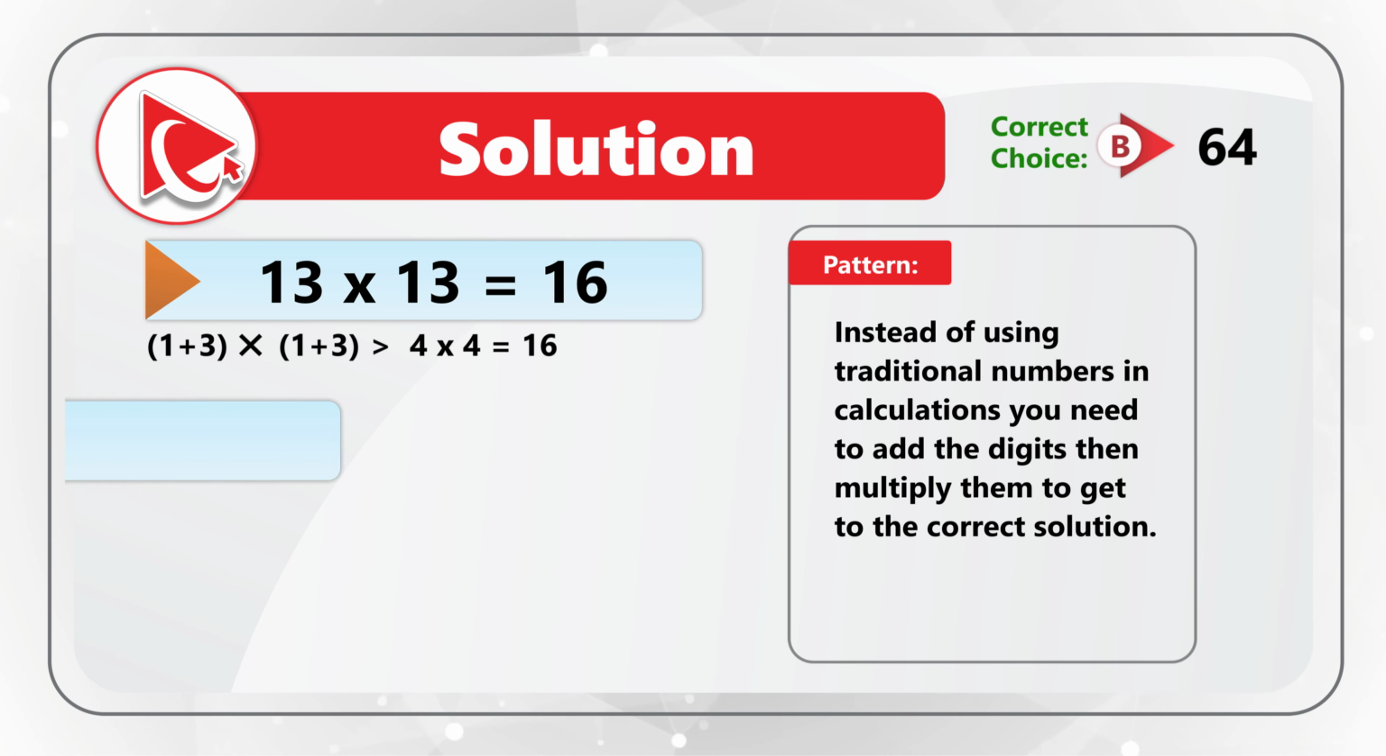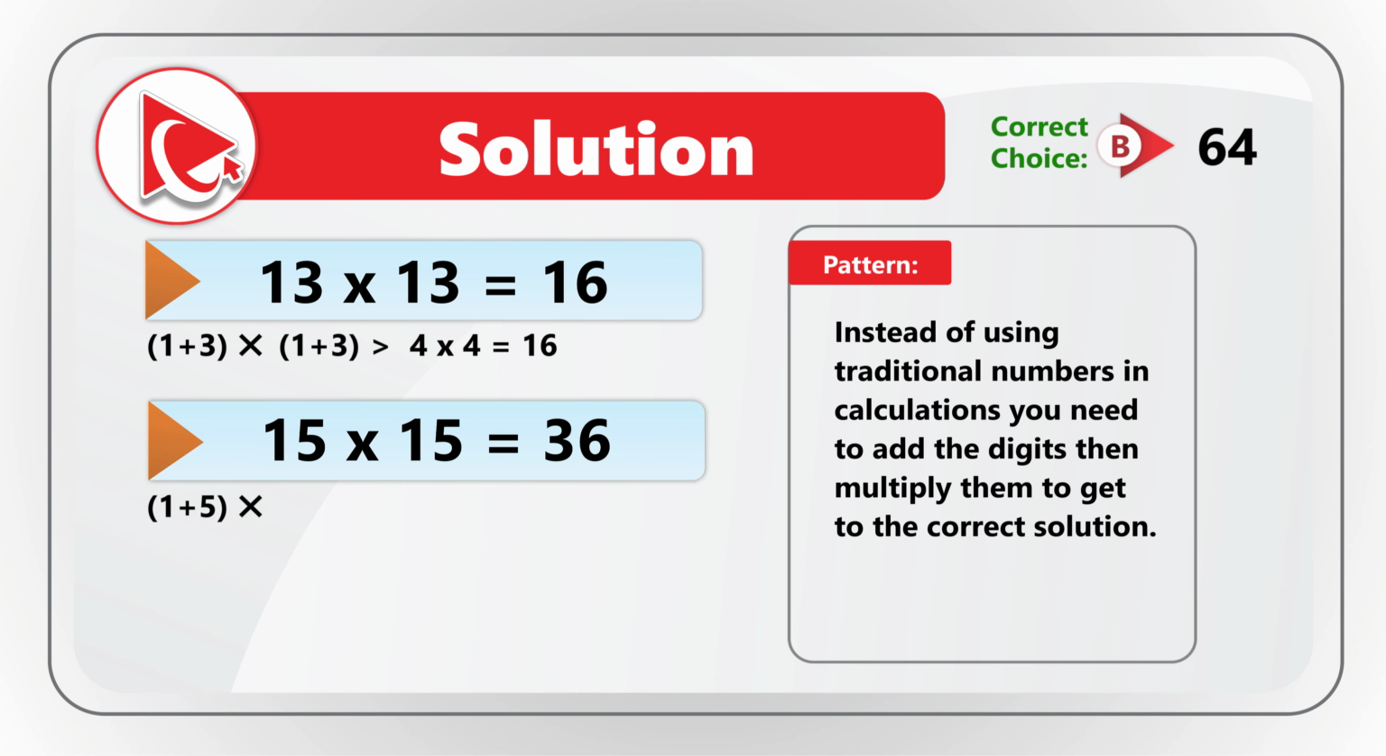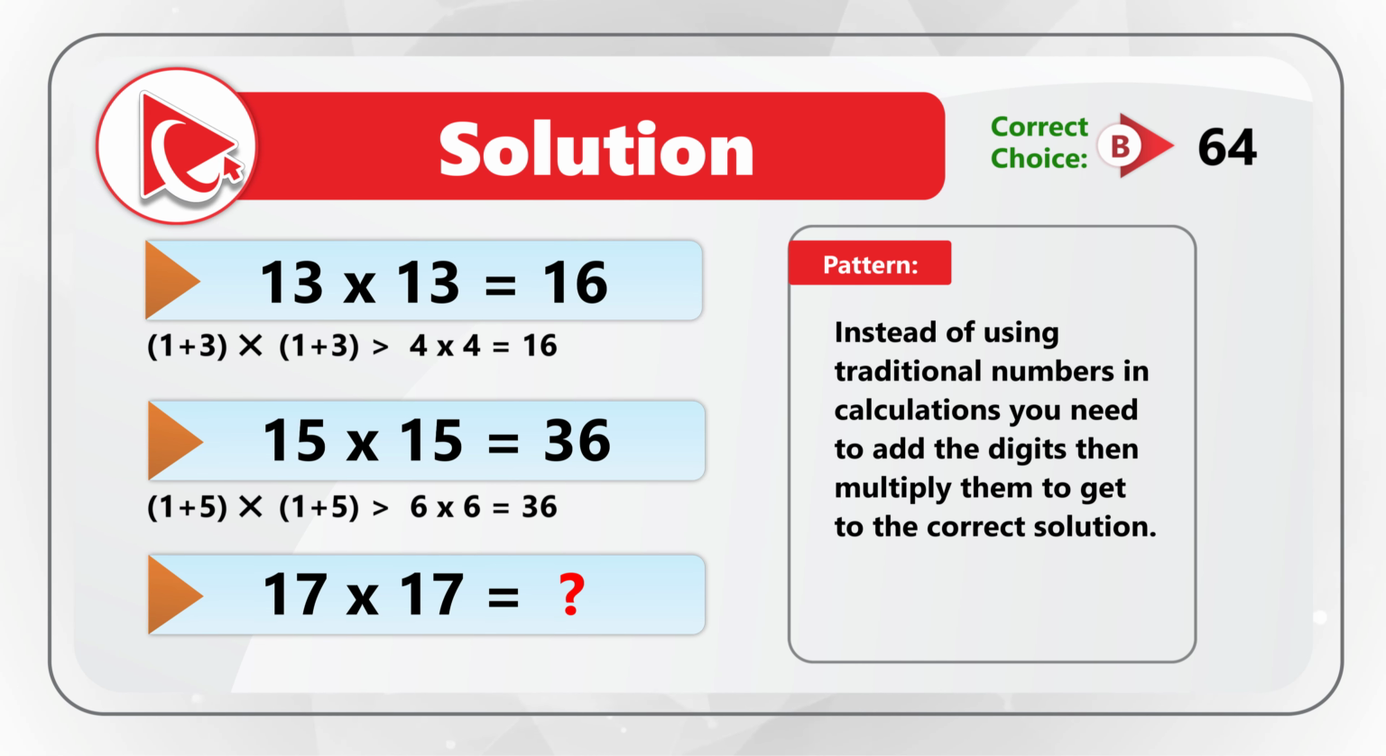For the second expression, you need to add in parentheses 1 plus 5, multiplied by another expression in parentheses 1 plus 5, which would be 6 multiplied by 6, which would equal 36. To calculate the final expression, you need to add 1 plus 7, which would be equal to 8, multiplied by another expression 1 plus 7, which would be equal to 8 multiplied by 8, and it would be equal to choice B, 64.